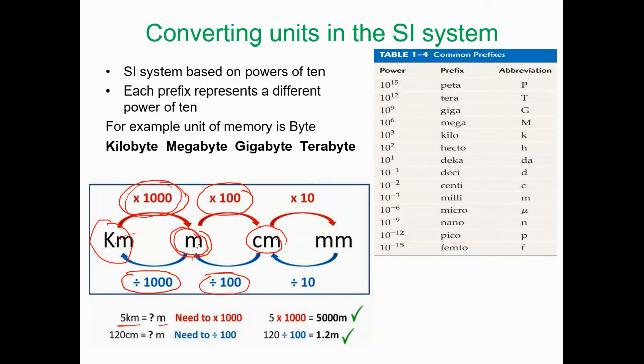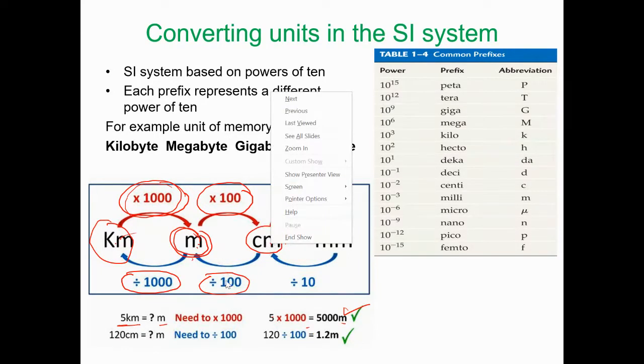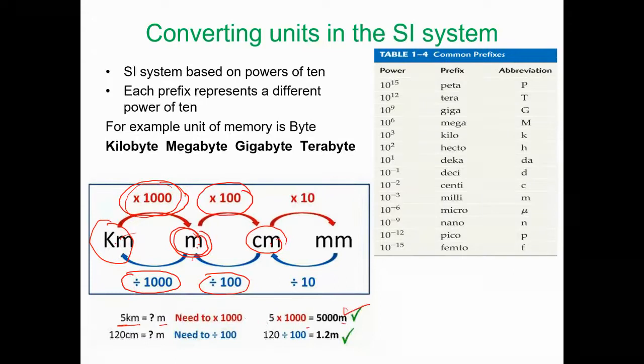Multiply 5 by 1000 and you get 5 kilometers in terms of meters. Clear? Likewise, 120 centimeters to meters. That means you have to divide by 100. So 120 divided by 100 gives you 1.2 meters.